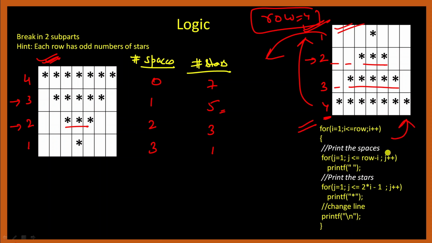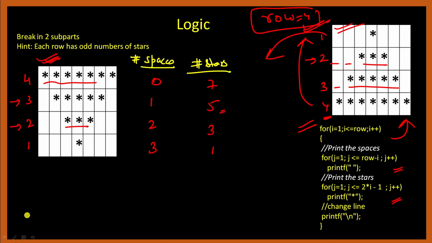See, for I equal to 1, we have to print the spaces, then we have to print the star. And now we have already seen that in this method, the idea was each row has an odd number of stars, right? In this fourth row, we can see 7 stars, then next row 5 stars, 3 stars, 1 star, all these are odd numbers, right? So each row has an odd number of stars that we have to print.